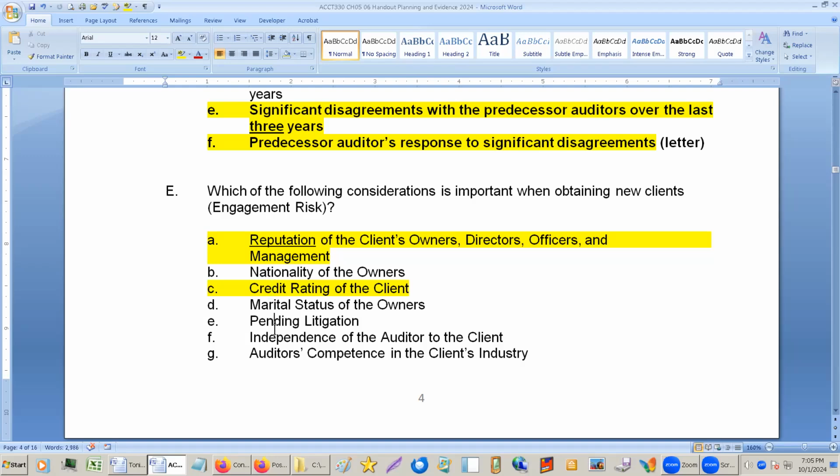How about marital status? No. Pending litigation, lawsuits, things like that. Yes. Independence of the auditor to the client. Yes, that's important. That's chapter 3 stuff. And the auditor's competence in the client's industry. Yes, it is important.